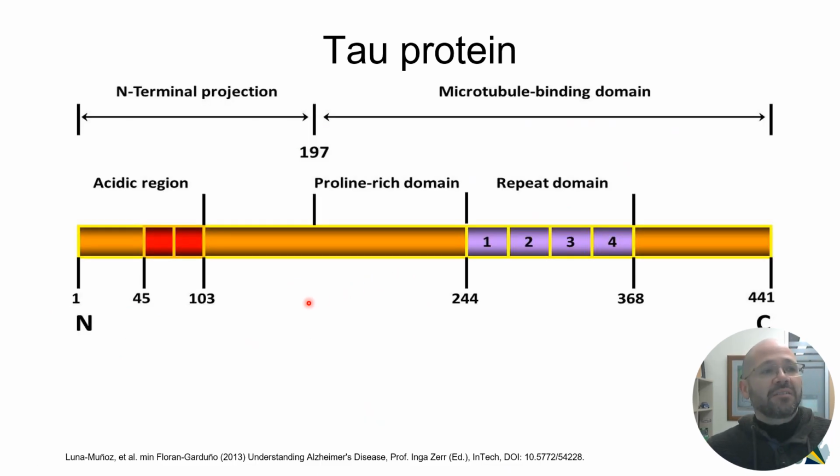The main domains on the tau protein are the N-terminal projection that includes the acidic region in the tau protein. This N-terminal projection is being associated with mediating signaling pathways for tau protein. And the microtubule binding domain will contain the proline-rich domain, which has been studied as a region that has an effect on tau aggregation. And then the repeat domain, which is the main area of the protein that promotes the interaction with the microtubules. And I should mention now that it is the minimal region that is required for tau to form aggregates. So this region is the main region that promotes tau aggregation.